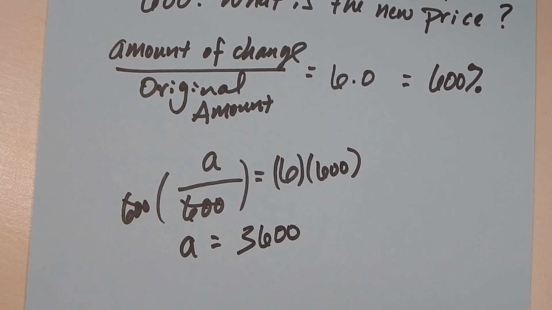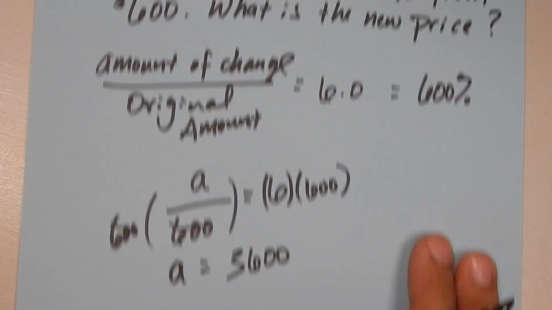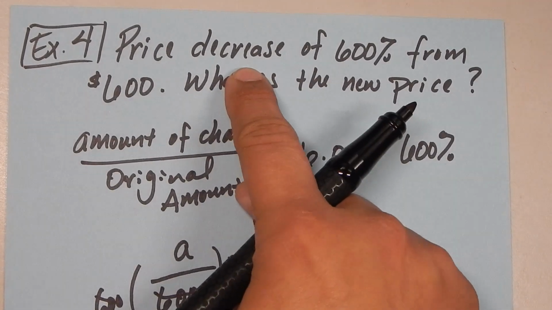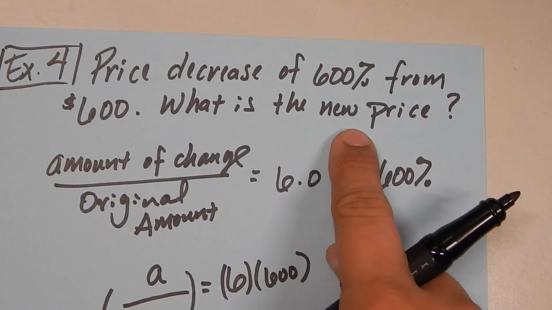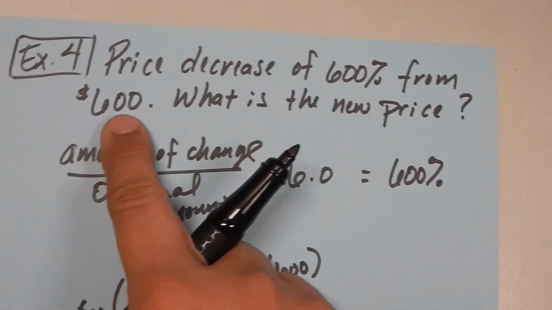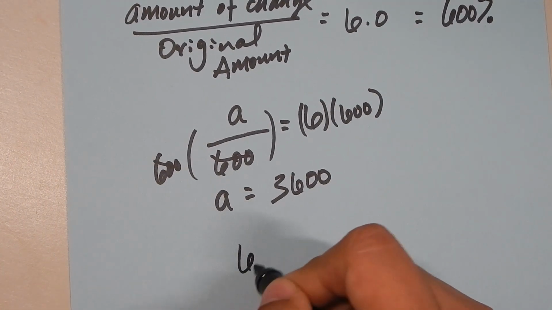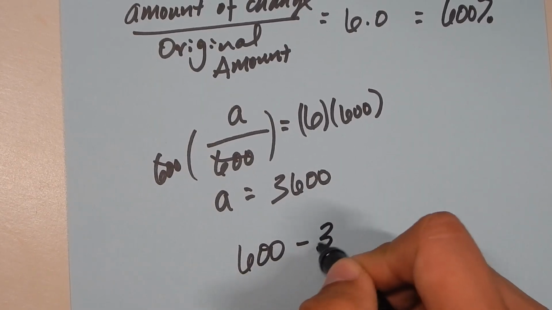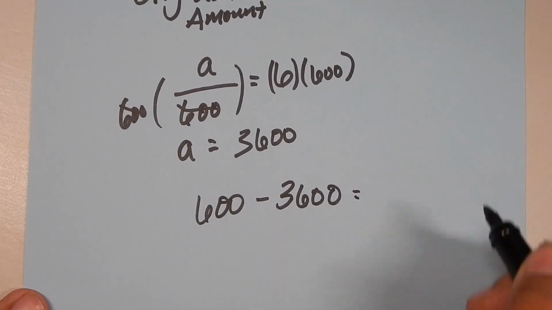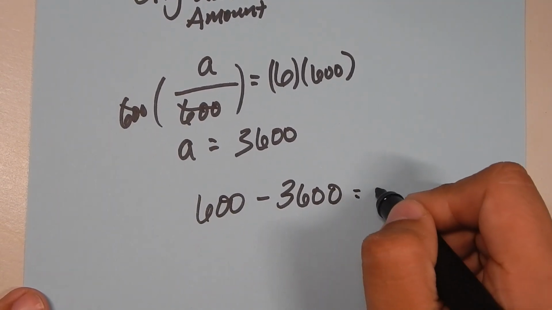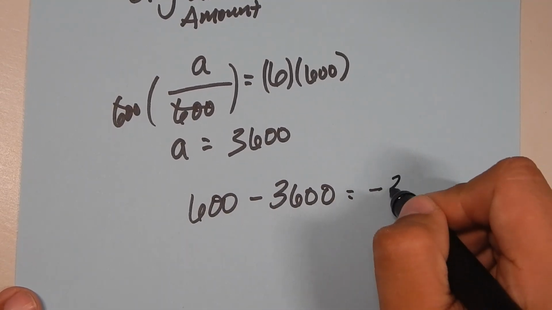So that tells us that the amount of change was $3,600. So if the price decreased by $3,600, that means that the new price is going to be the original minus this. So we're going to say 600 minus 3,600, which takes us into the negatives, right? So negative, what is that? $3,000.